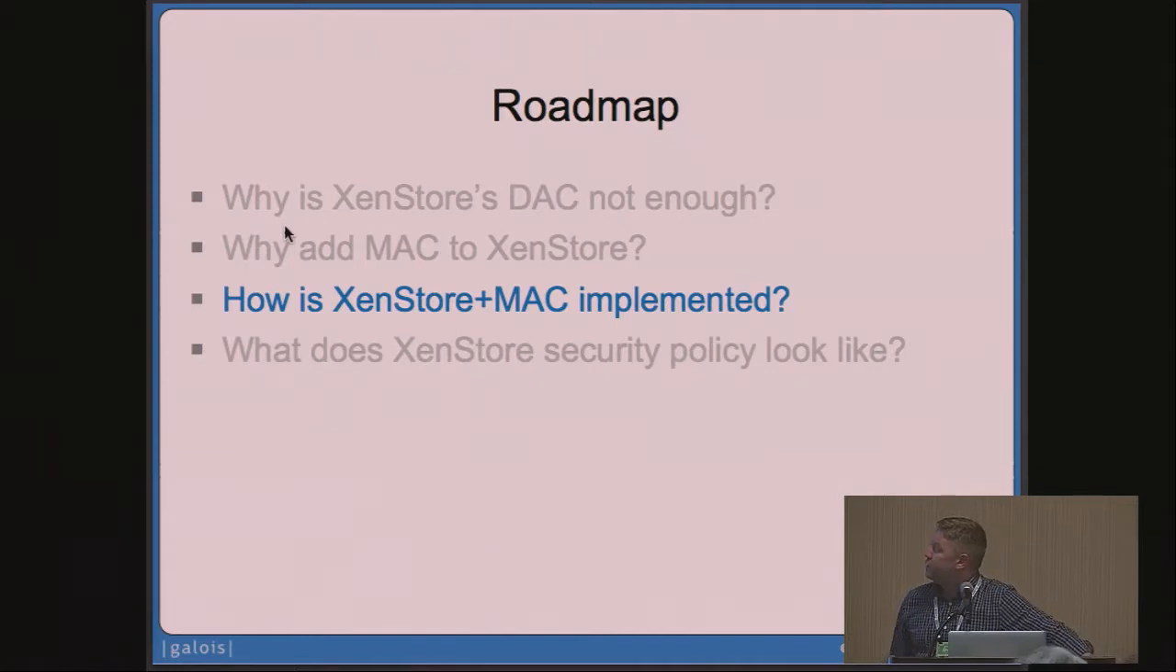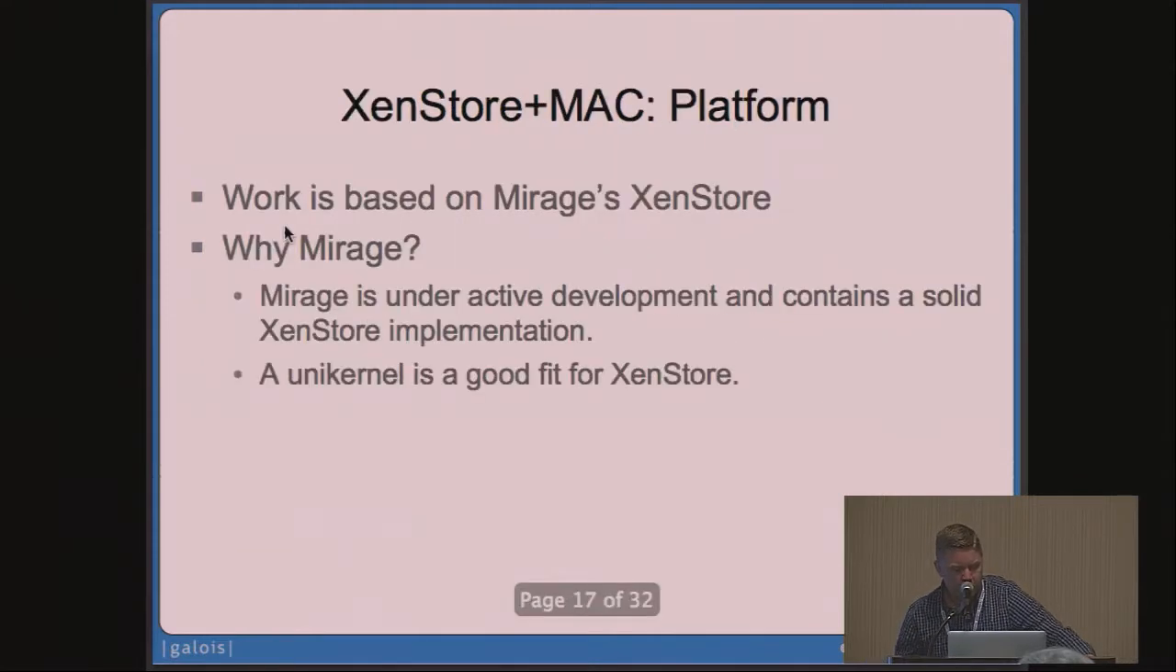So next I'll be talking about Galois' implementation of mandatory access control for XenStore. So we started with XenStore from Mirage OS, and it's an excellent XenStore implementation. It's under very active development. The development is so active that we're actually a little bit behind in our patches. And we also think that a unikernel type architecture like Mirage is a good fit for XenStore. XenStore is something that's pretty easy to pull out. It doesn't need a lot of OS support. So it's a prime candidate for running in its own domain in this way.